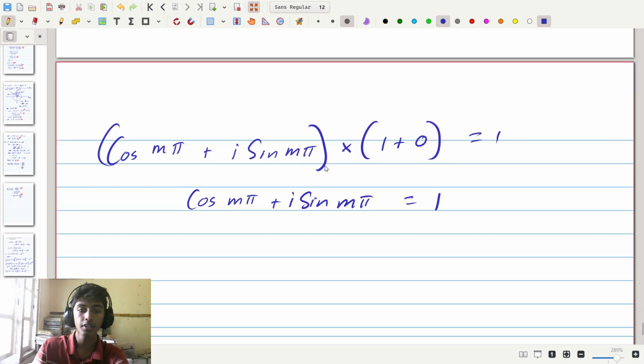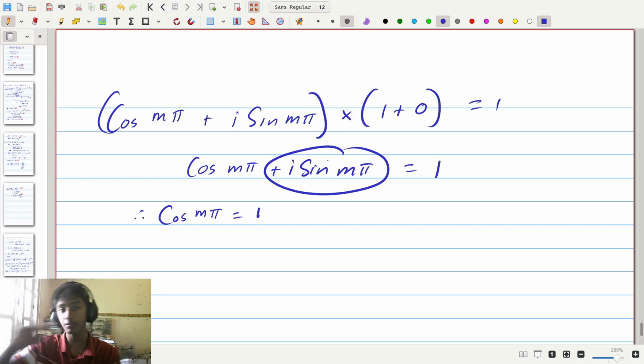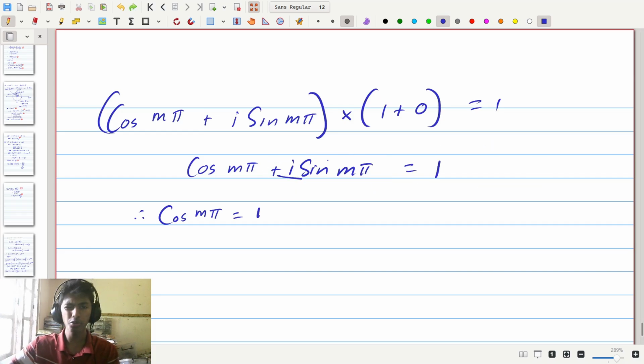Now note, the real parts and imaginary parts of the left hand side and the right hand side must be equal. So on the left hand side we have a real part of cosine m pi, and a real part of 1 on the right side, so therefore the cosine of m pi must be equal to 1. We also know that the i times the sine of m pi must be equal to the imaginary part of the right hand side, which is 0, which we don't really need to write.